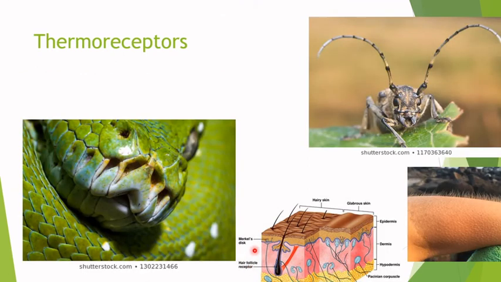Then the thermoreceptors. These are going to distinguish temperature, especially changes in the temperature. We've got a very exclusive one in the snakes that are called the pit organs, that allow them to detect heat, so they usually capture prey that are hot-blooded. That means that they are homeothermic. Some insects in antennas can detect difference in temperature as well. And in mammals, we've got corpuscles in our skin that can allow us to detect if it's hot or cold.